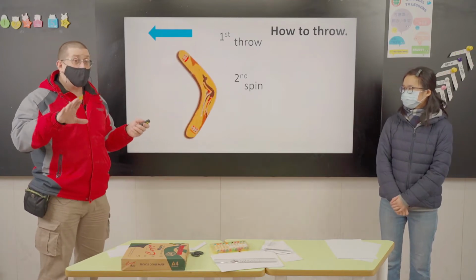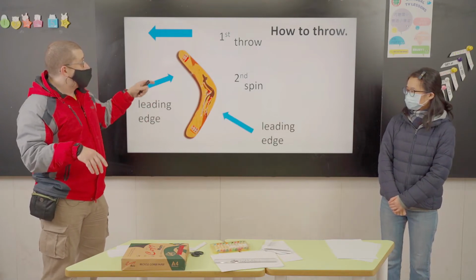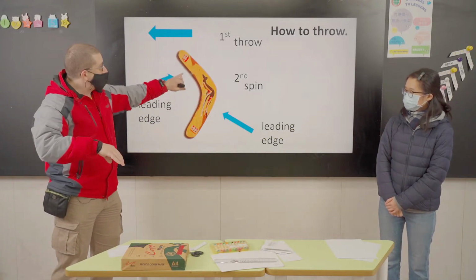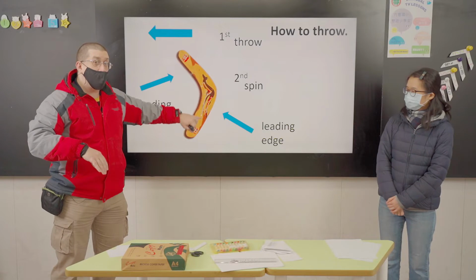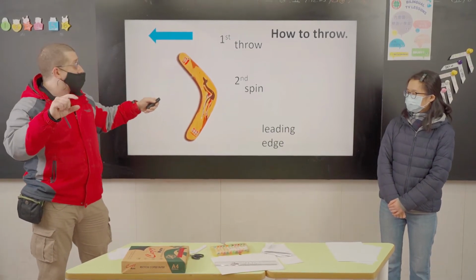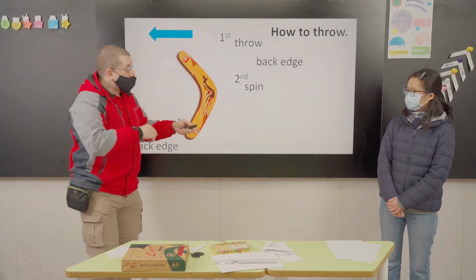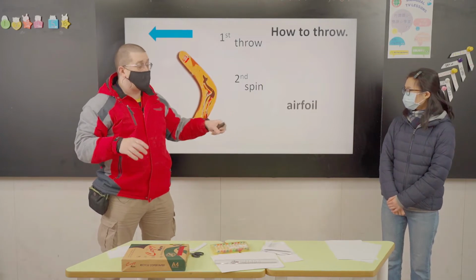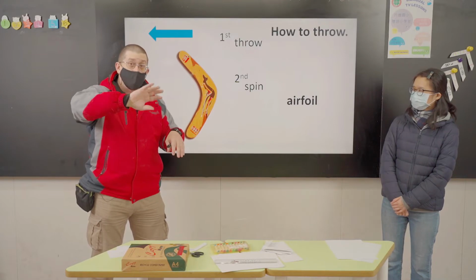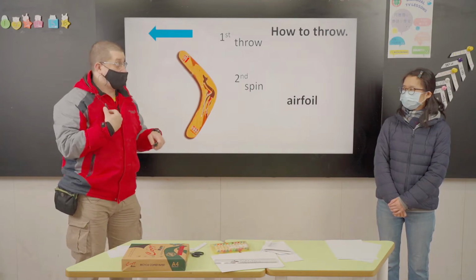Once it spins, it has a leading edge, and two leading edges cut through the air, one leading edge here and one leading edge here on two opposite sides, while the two back edges are thicker and have more weight. As it spins through the air, it uses something called an airfoil to allow it to spin and fly. As it spins and flies in the air, this allows it to come back and fly in a circle and come back to you.